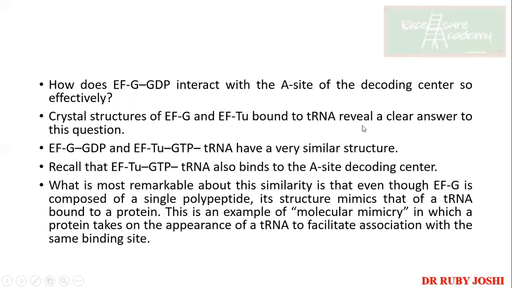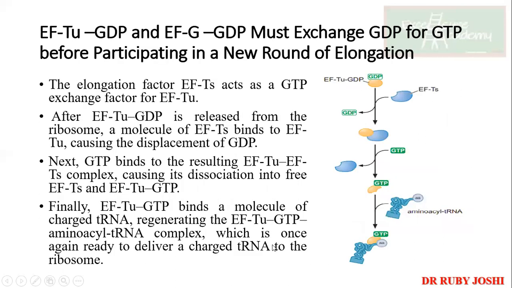And since they are made up of proteins and your tRNA is RNA, they are actually giving a good example of molecular mimicry. यानी कि क्या उसका structure वो mimic कर रहे हैं, even though they are made up of proteins. Elongation factors 2 and G, they are made up of proteins, but they are going to mimic the structure. Okay, they are just going to copy the structure of your tRNA, and hence it is able to effectively carry out the elongation of the translocation.